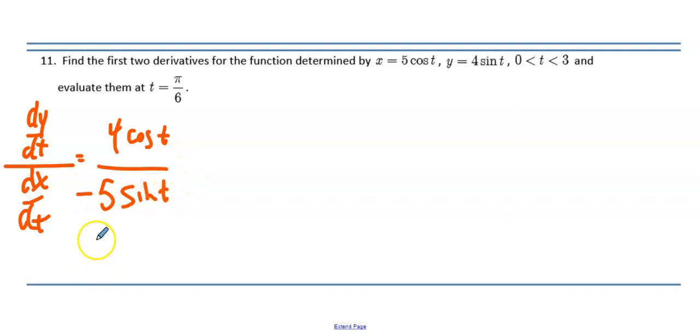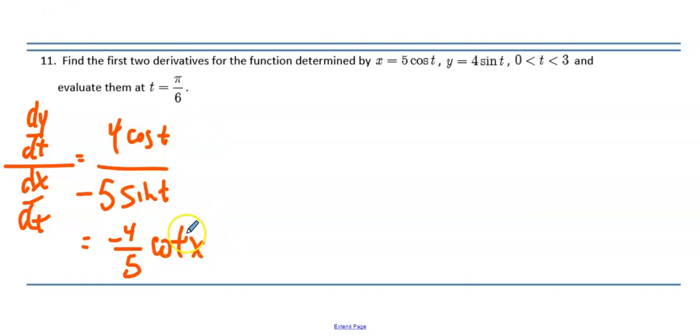And so what I'd like to do here, so I don't have to use the quotient rule, and we're really good with our trig function derivatives now, is I'm going to rewrite this as negative 4/5, and then cosine over sine is going to be cotangent. So I'd rather take the derivative of cotangent than have to do stuff like this.